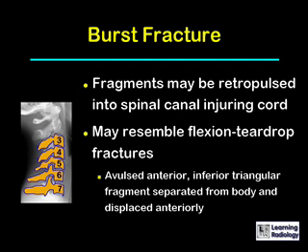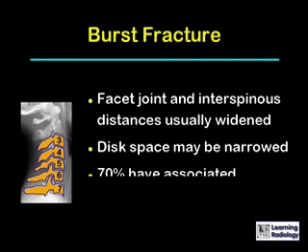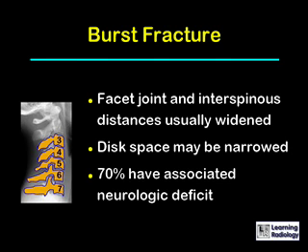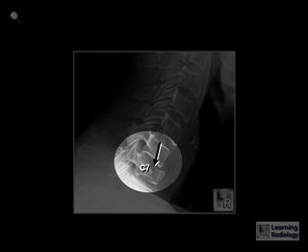It can resemble a flexion teardrop fracture of the cervical spine, but in flexion teardrop fractures, there is usually an avulsed anterior-inferior triangular fragment separated from the body and displaced anteriorly. In burst fractures, the facet joint and interspinous distances are usually widened, the disc space can be narrowed, and 70% have associated neurologic deficits. This is an example of a burst fracture of C7.